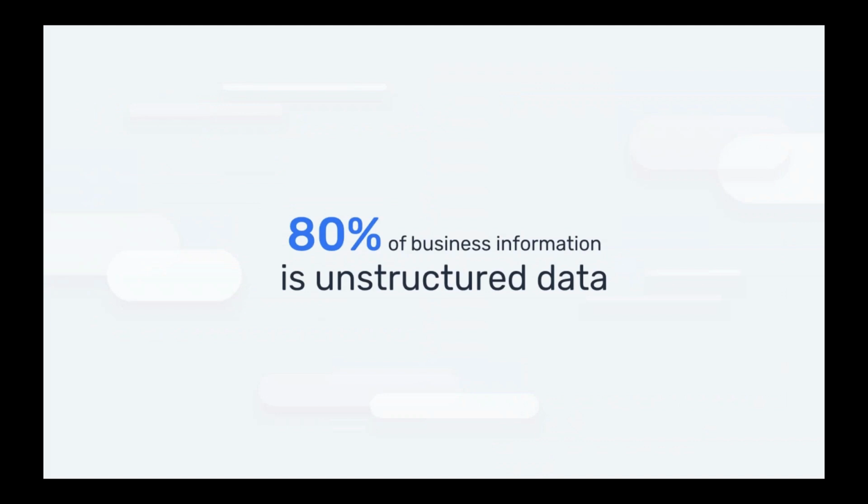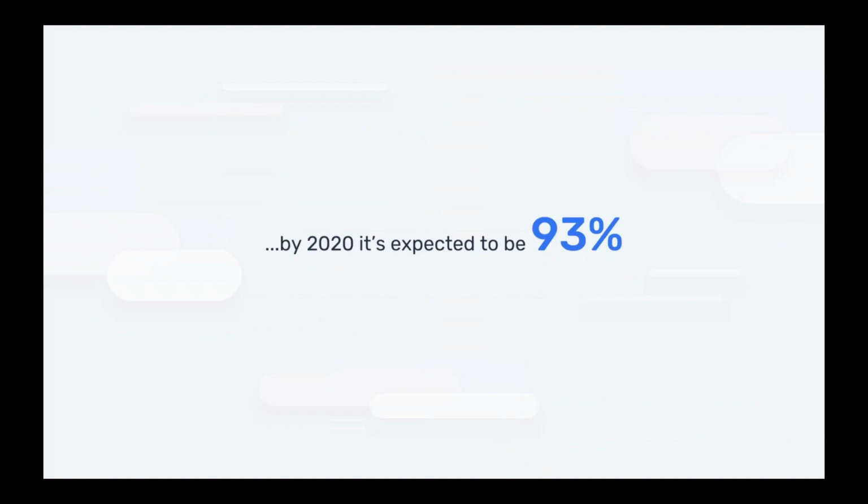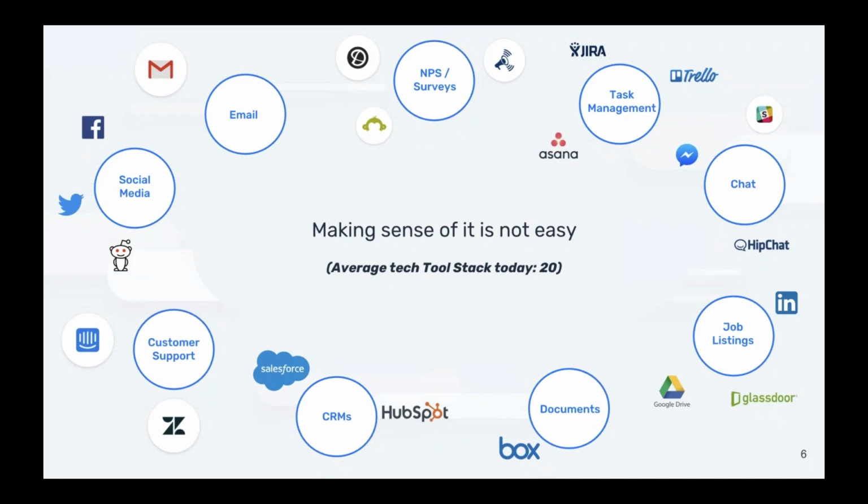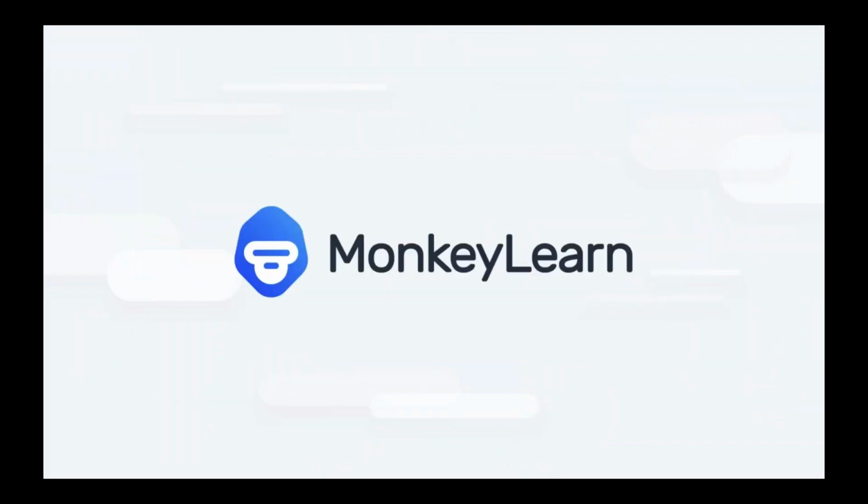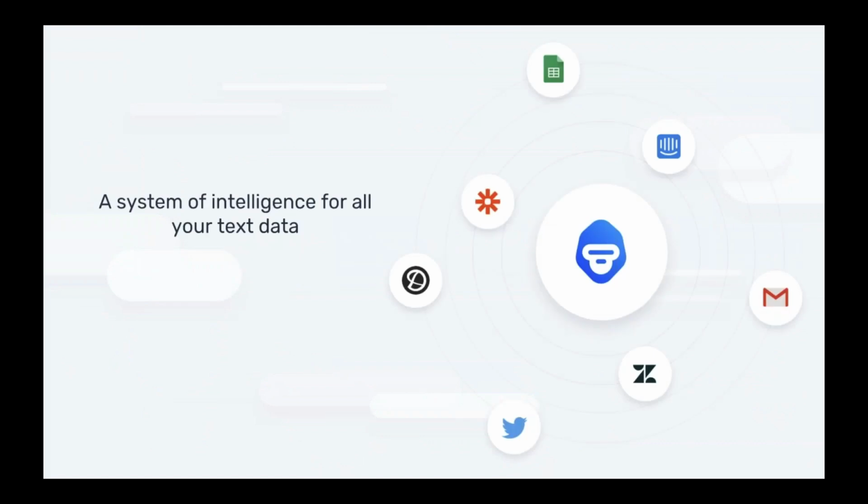Basically, today we have a lot of information. Around 80% of business information is unstructured data. We are expecting it to be around 93% by 2020. Making sense of all this data is going to be very, very tough. Today, the average tech tool stack is around 20 tools per B2B user. So we have social media, email, NPS surveys, task management, chat, and so on. And that's why we created MonkeyLearn, a system of intelligence for all your text data.